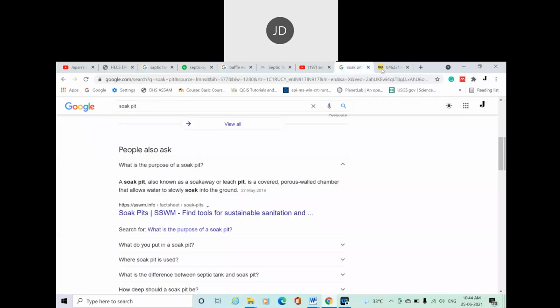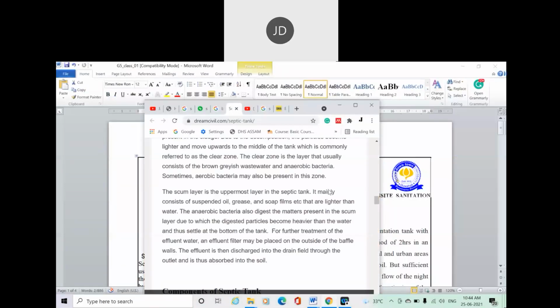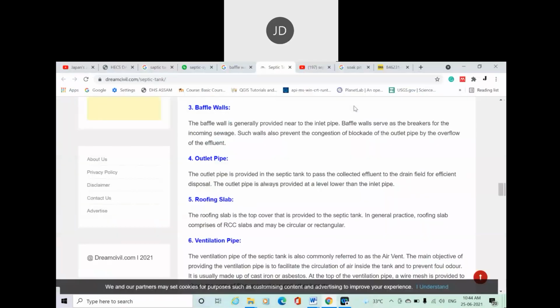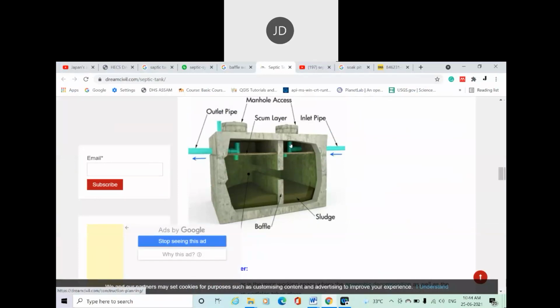So I'll show you a different picture, a different diagram. Let's see whether it is there or not. Yeah, this is a technically sound diagram, you can say. This is a basic 3D diagram of a two-chamber septic tank. This is the inlet pipe, that means the waste from the household latrine comes from this direction. This is the first chamber, and after decomposition of the waste by the anaerobic bacteria, the waste settles here, which is also known as sludge.